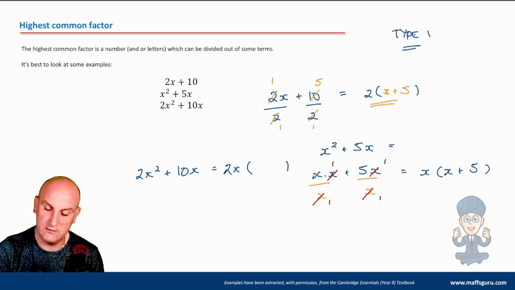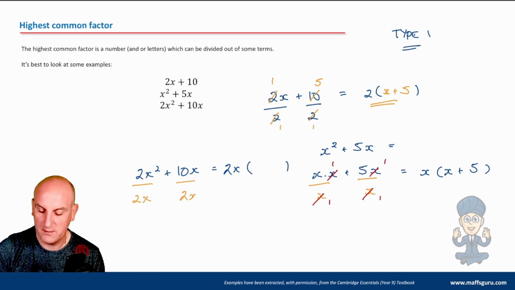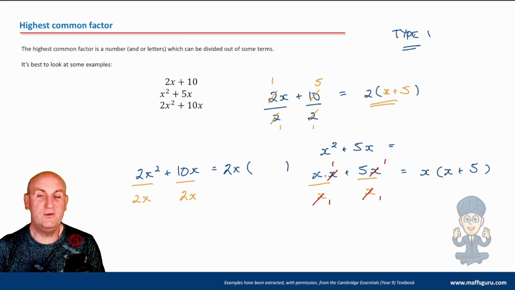Right, so let's see what we can do now. We're going to divide that by what was outside, which is 2x. I'm going to divide that by 2x. Now, again, the more you do of these, the better you get.